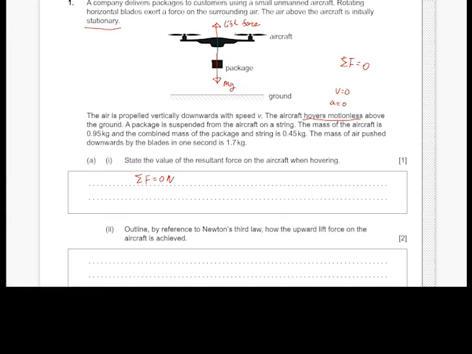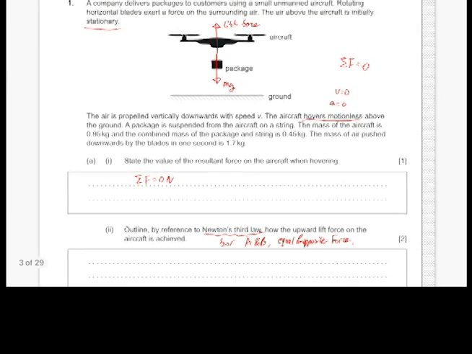Next, by reference to Newton's third law, how will the upward lift force on the aircraft be achieved? Okay, so Newton's third law is the law that states that for interacting bodies A and B, there are equal and opposite forces. Stated briefly, it means that if A pushes on B with a certain force, then B pushes on A with the same magnitude, but in the opposite direction. So equal and opposite force.